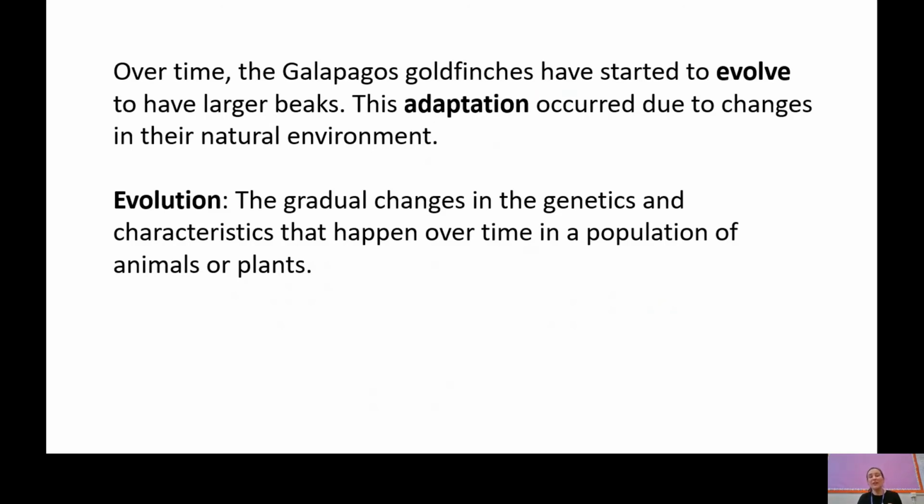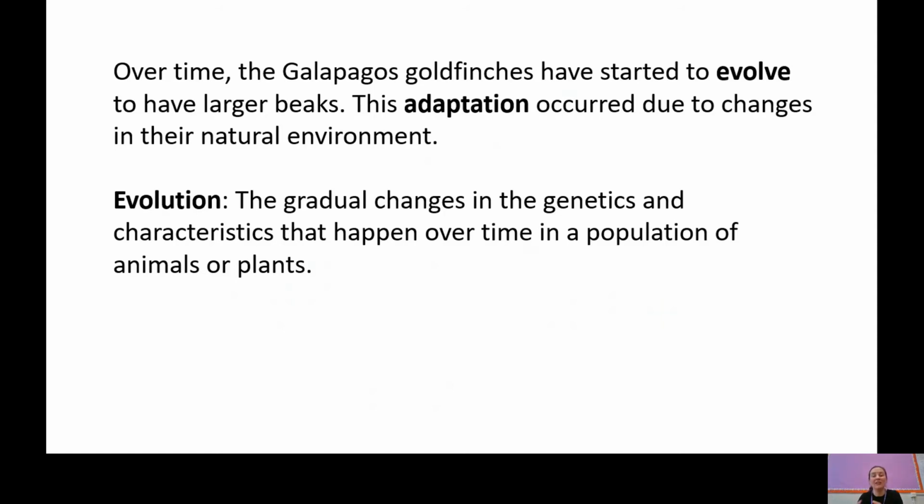Okay, so over time, the Galapagos finches have started to evolve to have these larger beaks. And this adaptation occurred due to changes in their natural environment. So remember, the reason this happened was that there was bad weather and those finches had to eat larger seeds as opposed to their normal diet of small seeds. And therefore, the only finches that survived that year were the ones with the larger beaks.